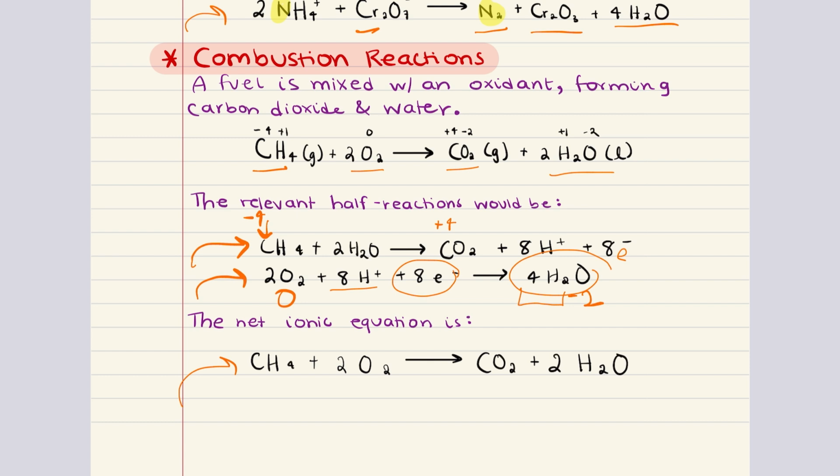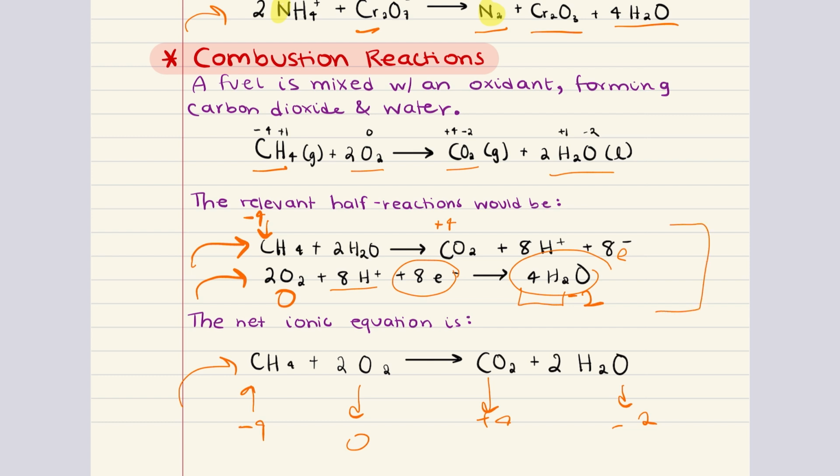Now, the carbon atom in methane, again, acts as the reducing agent because it donates electrons and it is oxidized from an oxidation state of -4 to +4. The oxygen molecule acts as the oxidizing agent because it accepts electrons and it's reduced from an oxidation state of 0 to -2.